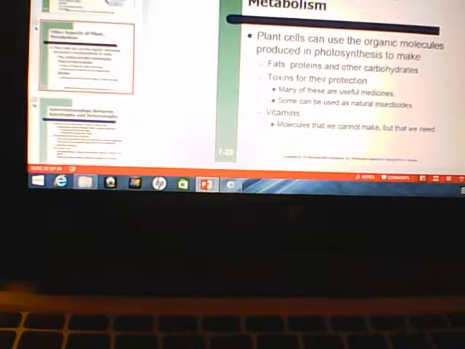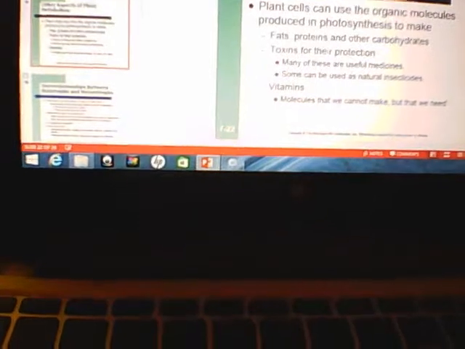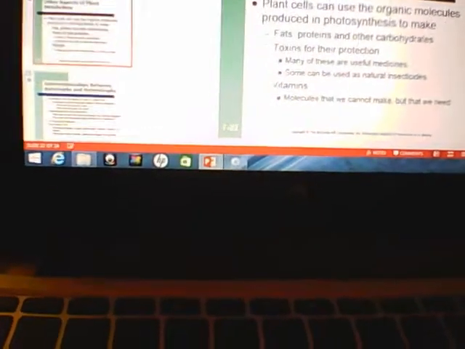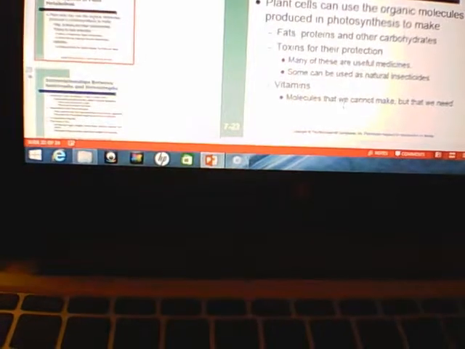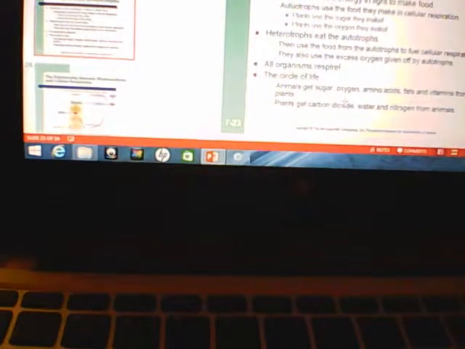Just like in animal cells, we see that plant cells also use organic molecules in photosynthesis like fats, proteins, and carbohydrates. Just like we saw for cellular respiration, we can use fats, carbs, and proteins as well. Don't talk too much about the autotroph and heterotroph relationship, but you understand that they do photosynthesis and they breathe out what? Oxygen, so that we can take it in and breathe out CO2, and that keeps the cycle going.